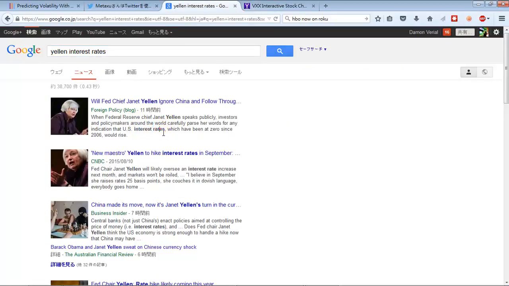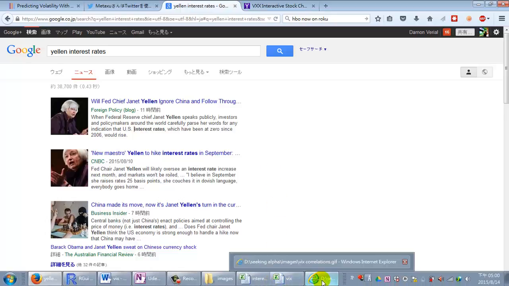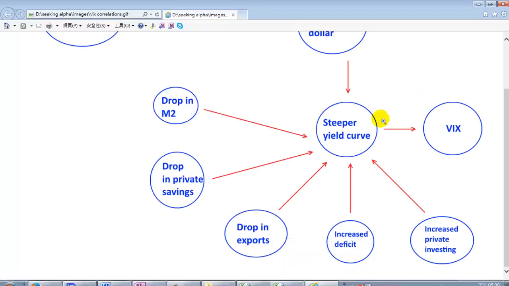So without further ado, go ahead and do a little research on what you think about Yellen's claim that the interest rates will rise. Some people say that she's just full of hot air. It's really in your hands as to whether you want to believe her or not, but once you do make that determination, you'll be able to know some things about your prediction on the yield curve, which will imply some things about the VIX.